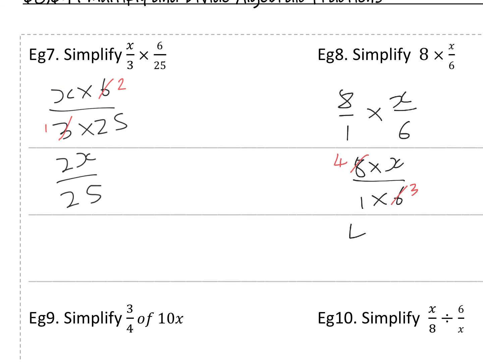We can then multiply the numerator. 4 times x is 4x. Multiply the denominators. 1 times 3 is 3.